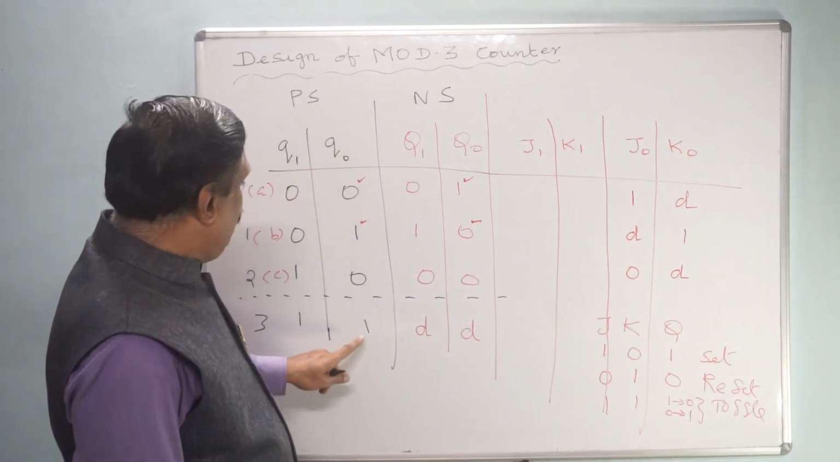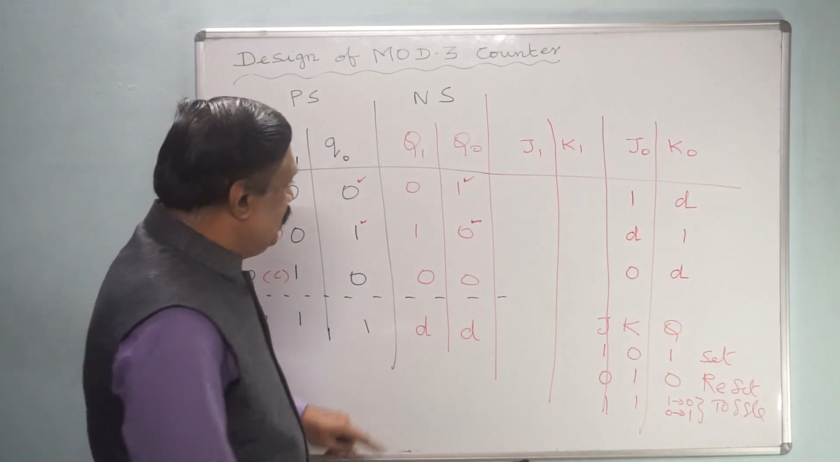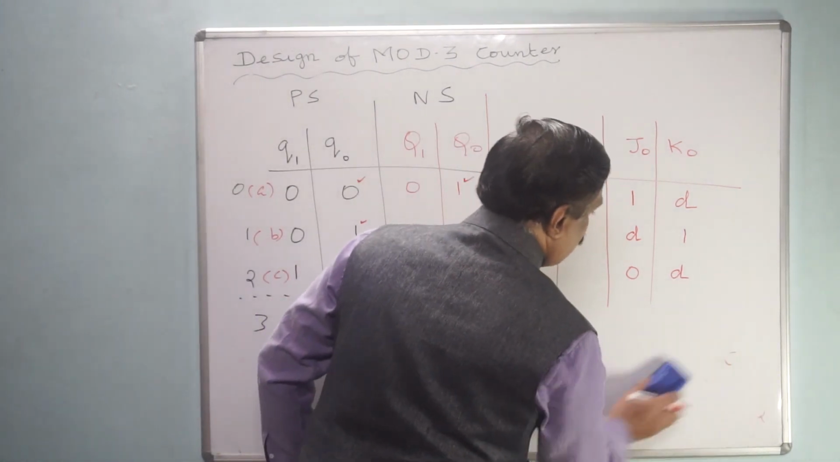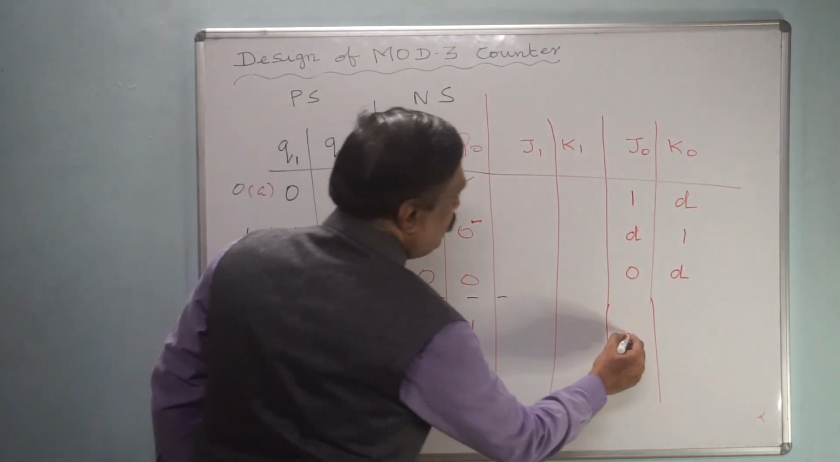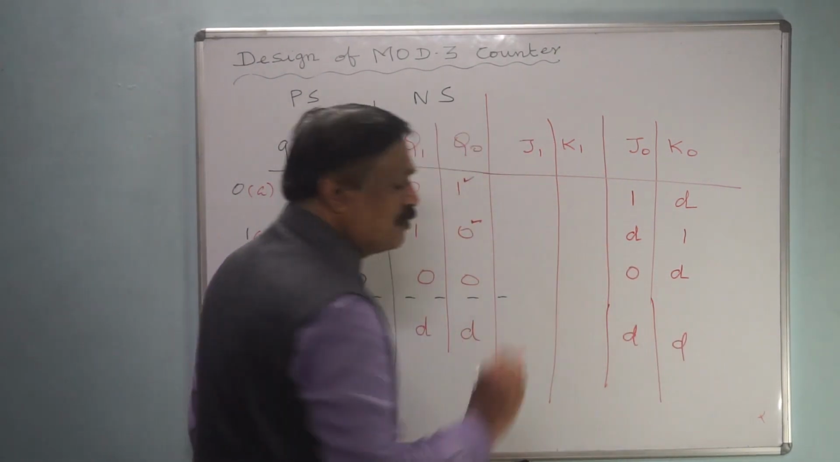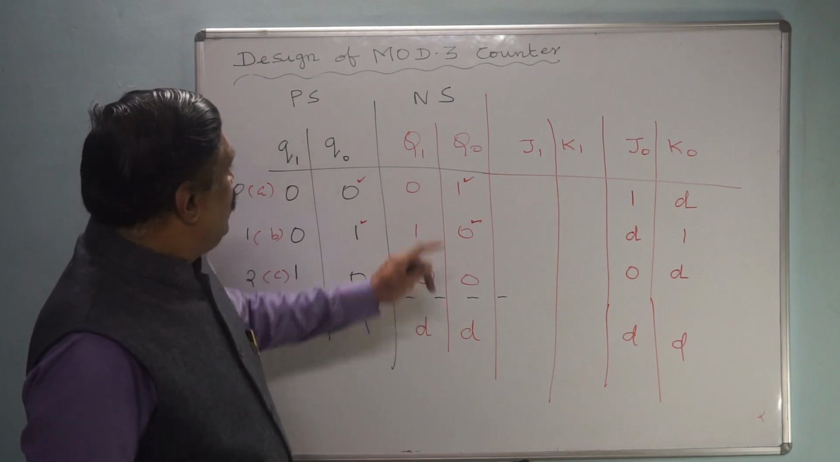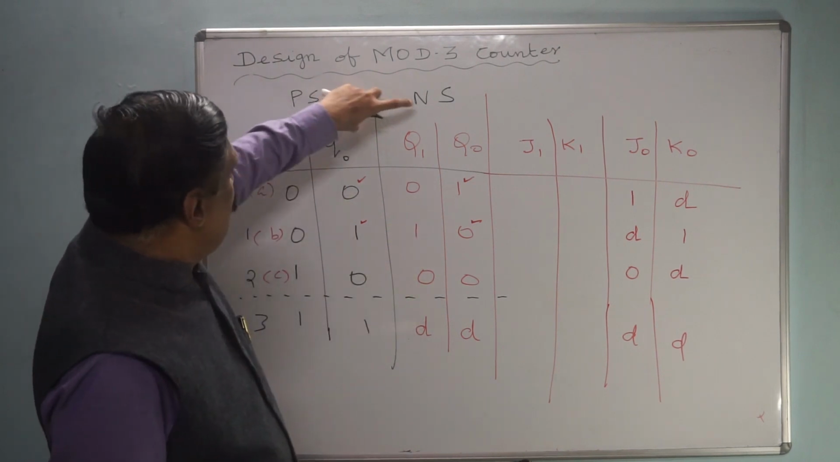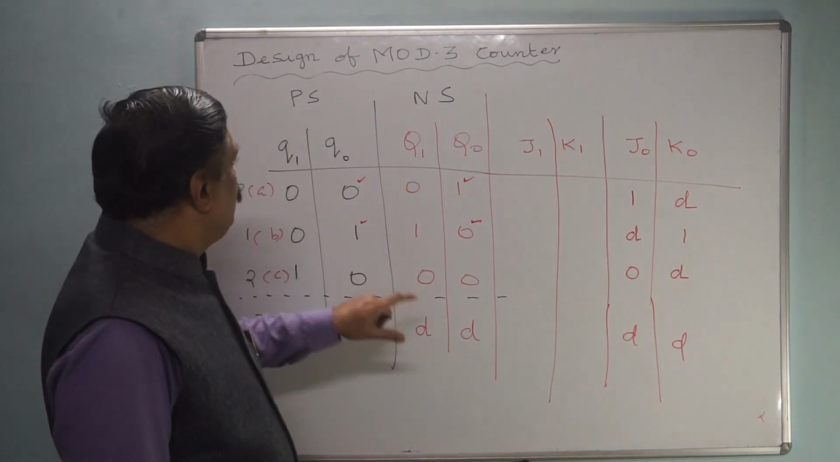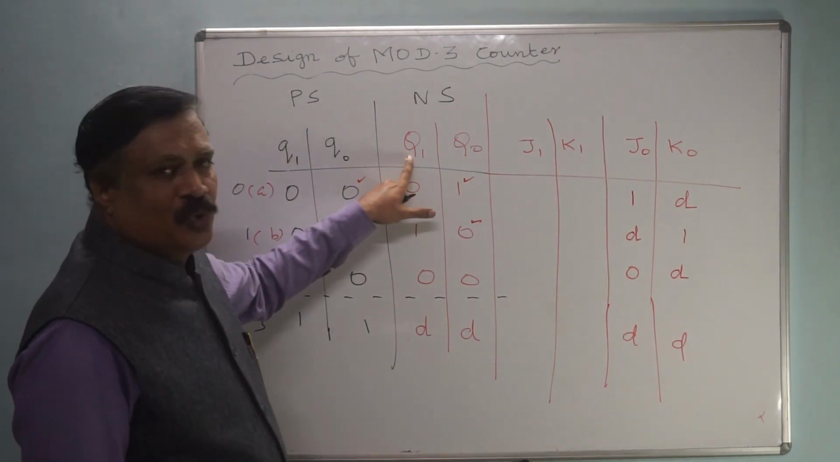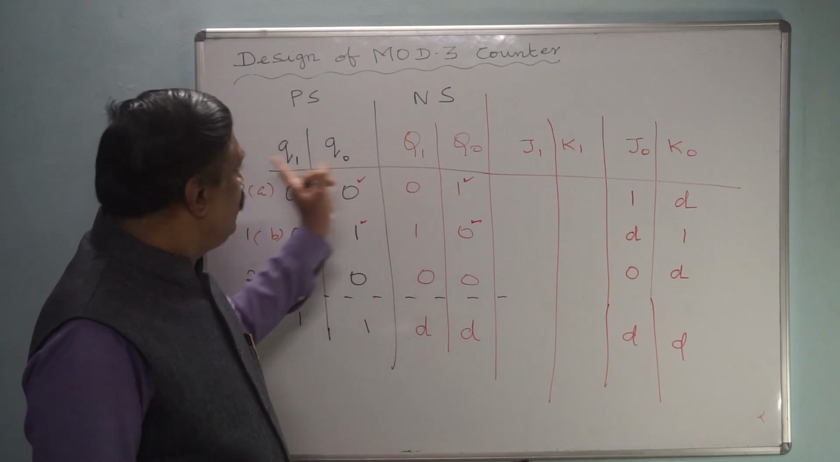Okay. Then DD here. DD means the don't care condition. For the don't care condition, you simply put DD only. Now I have filled this Q0 and Q0 and J0 and K0. Now I have to fill Q1 and Q1, the excitation table for this.